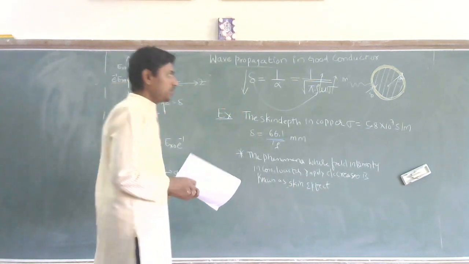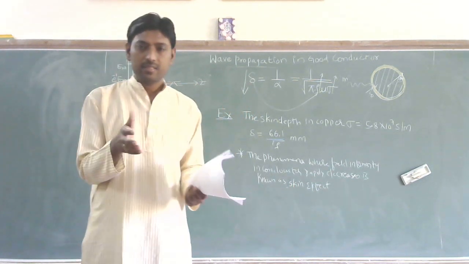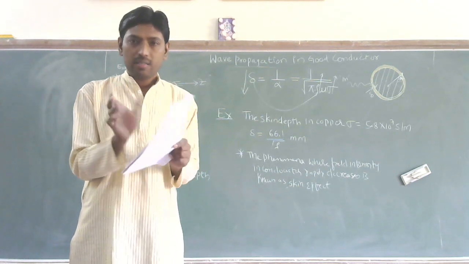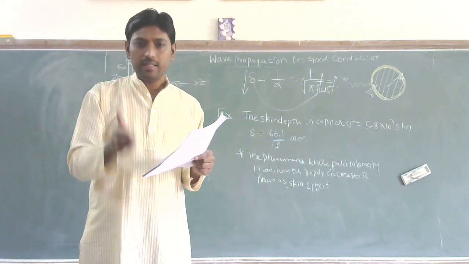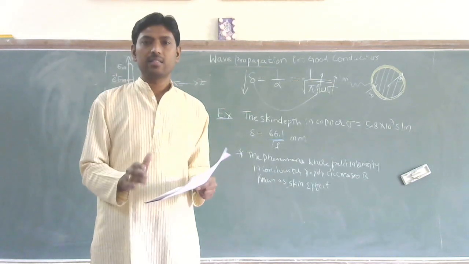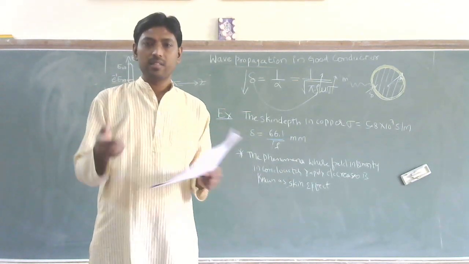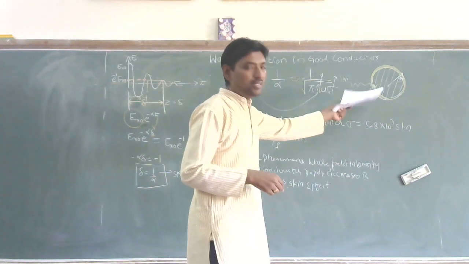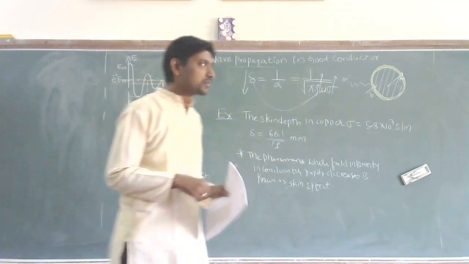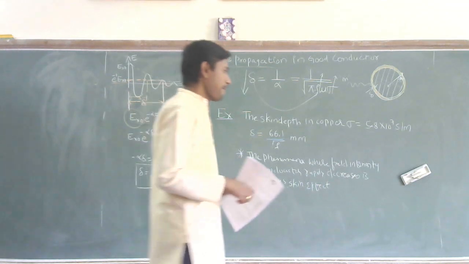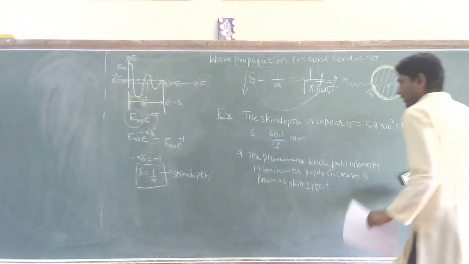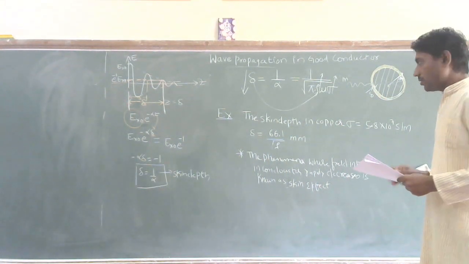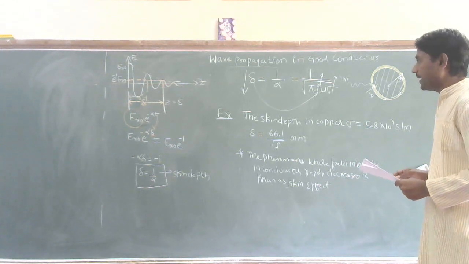What does it mean? The currents and the EM fields are all confined to the thin layer, or skin, of the conductor, but not in the whole radius of the conductor. So this is all about the skin effect.